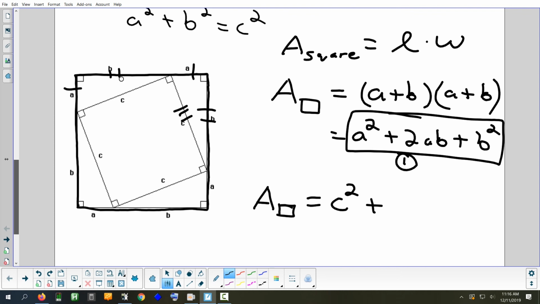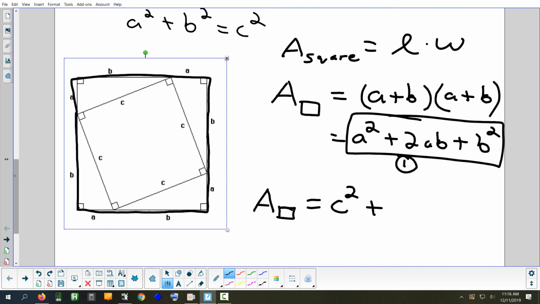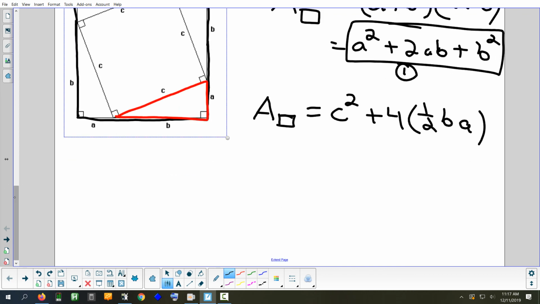What's the formula for area of a triangle? 1/2 base times height. So all I have to do is find the area of one of those triangles and do what with it? Multiply by 4. So 4 times 1/2 base times height. Okay, it doesn't matter how you really view it, but let's look at this one. What's the base there? And what's the height? A and B, or AB, doesn't matter. Questions on that?